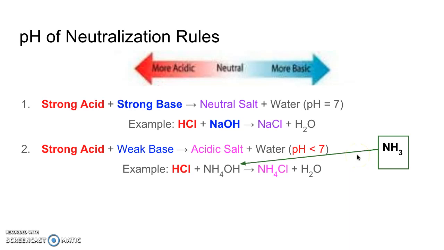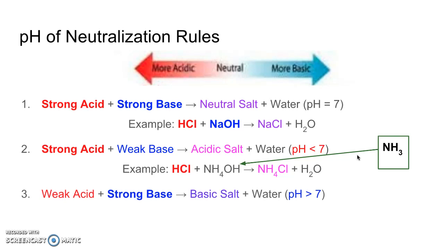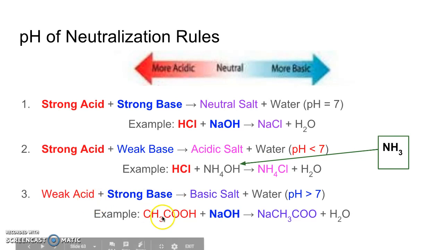Okay, finally, what if we had a weak acid and a strong base? What do you think the pH of the salt will be? All right, correct. It will be a basic salt. That's what we see in this example here. We have a weak acid, acetic acid, vinegar, which is weak, and NaOH is a strong base. That means that the base is going to dominate and the salt itself is going to be slightly basic. So the pH is going to be greater than 7.